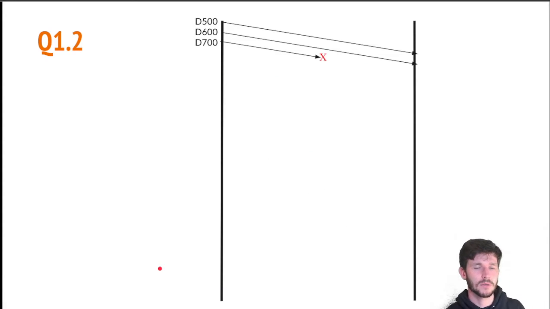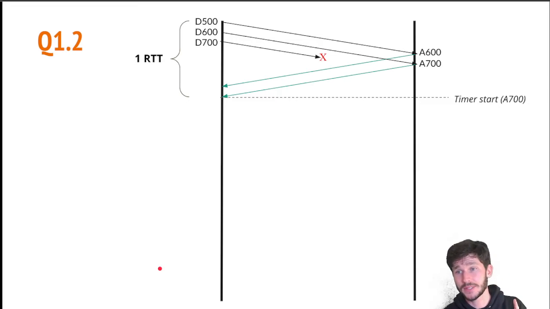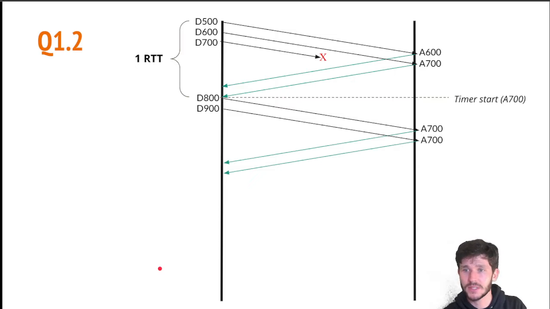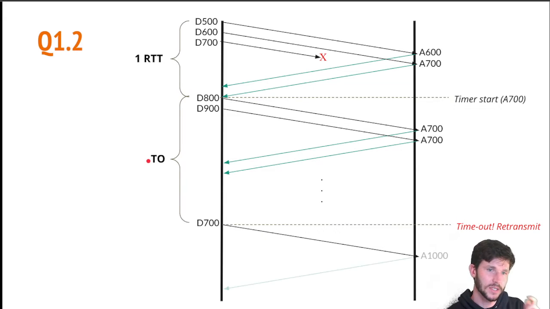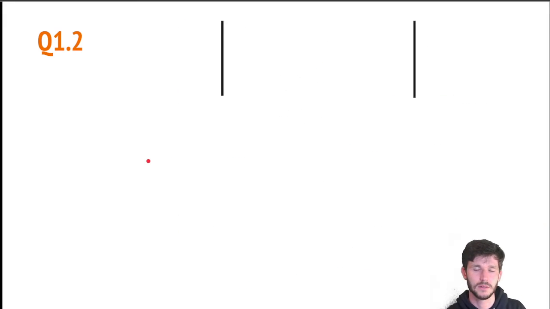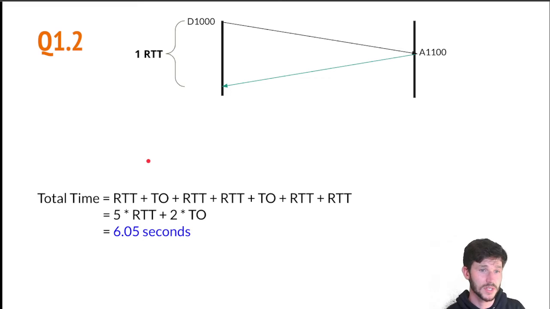Now, again, we operate back in this normal mode. We send 500, 600, 700. It takes 1 RTT to get back ACKs 600 and 700. And 700 is going to be the last new ACK that we receive. So 800, 900 are going to go out, but we still receive ACK 700. And after receiving the first ACK 700, this 3 seconds of time passes, the timeout. And at that point, we retransmit and we receive back an ACK for 1000. And finally, we send D1000 and receive back an ACK. So our total time ends up being 5 RTTs and 2 timeouts, which is 6.05 seconds.